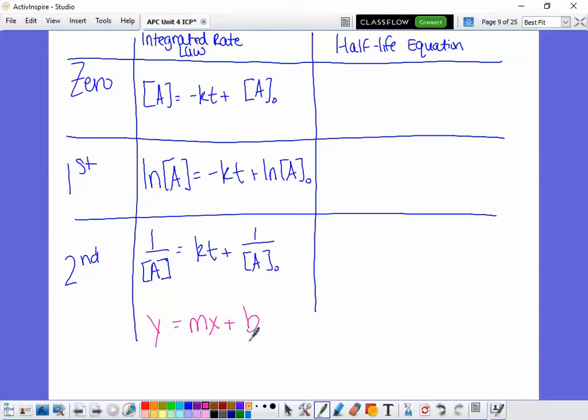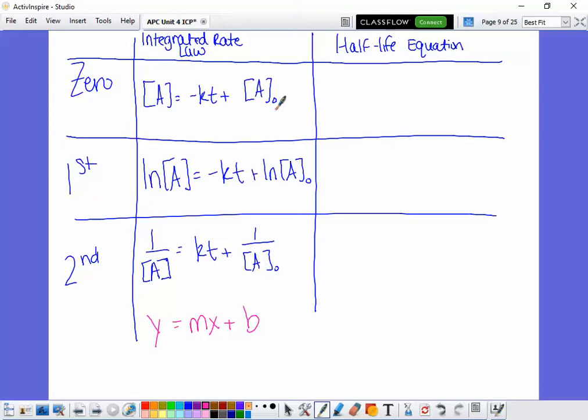What does this symbol mean? In like physics or in math, when you have that symbol, what does it mean? Initial. So these all mean the initial concentration of whatever substance you're looking at. Original, yes, original.